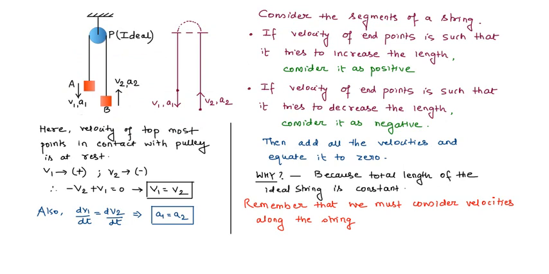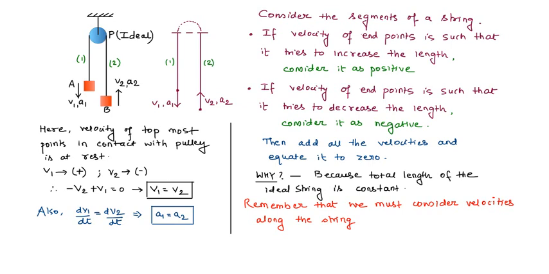Now when we are using this point-to-point method, you need to consider this string. Here you can see that there are two segments of this string. If you say this left segment is segment 1 and this right segment is segment 2, there are two segments which I have drawn separately, left segment 1 and the right segment 2.